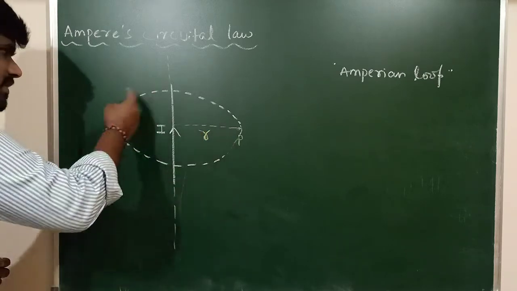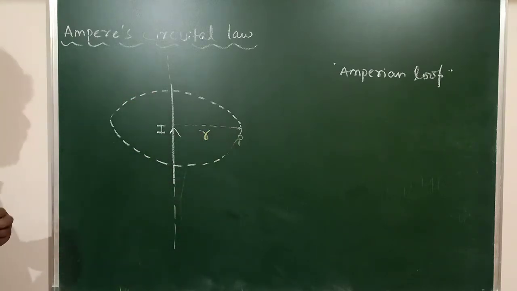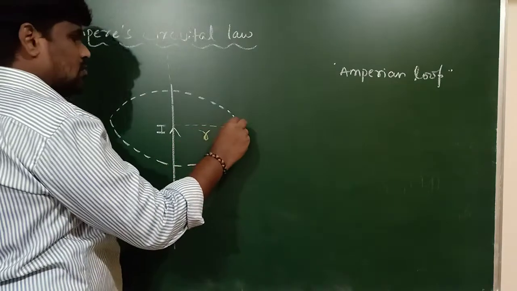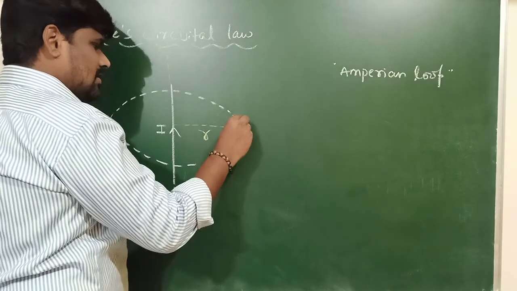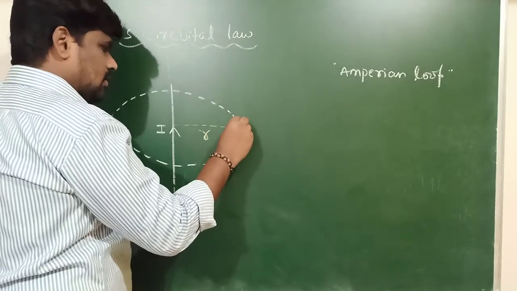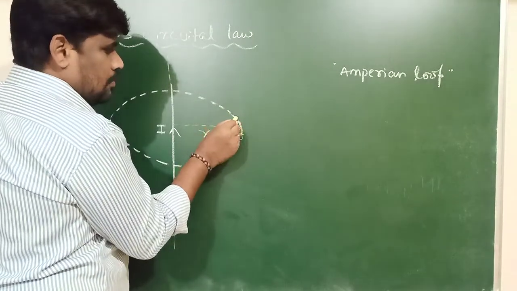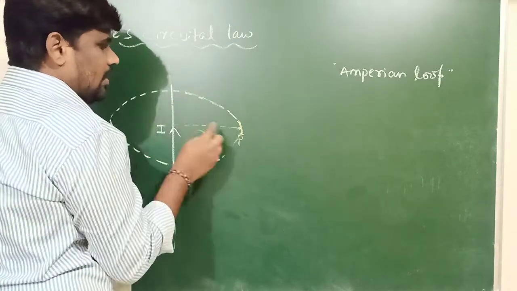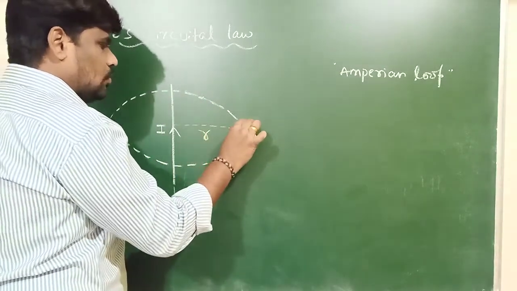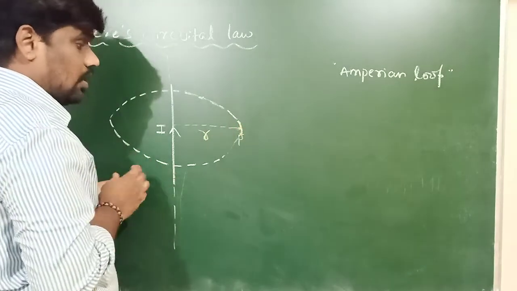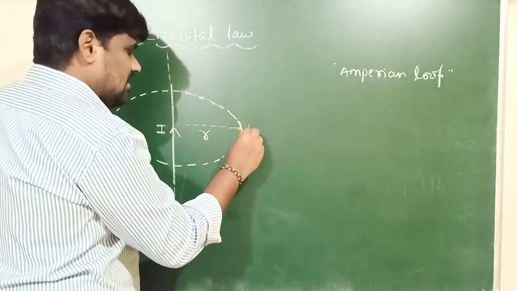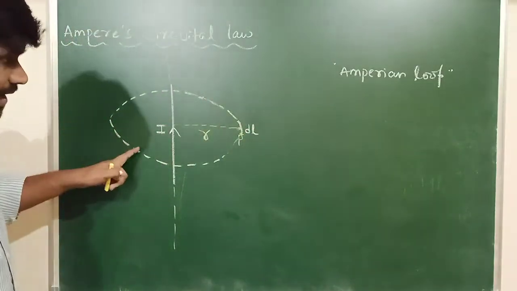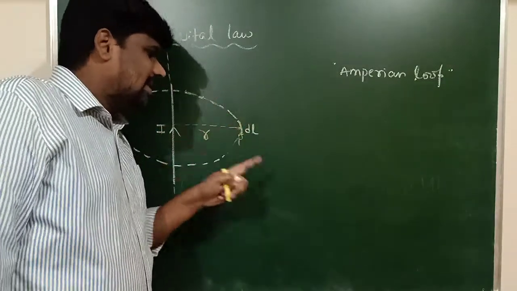We will divide this Amperian loop into a number of small segments, each of length dl. Take this as one part. Consider one more part. Each part should have the length what? dl. Each part I am considering has length dl, and B is the magnetic field at that dl.